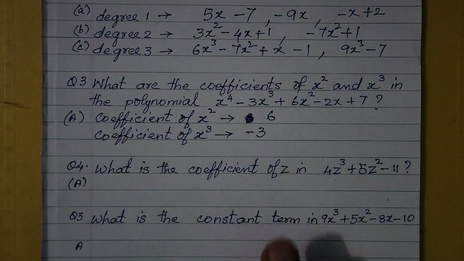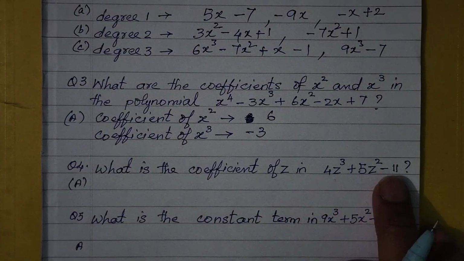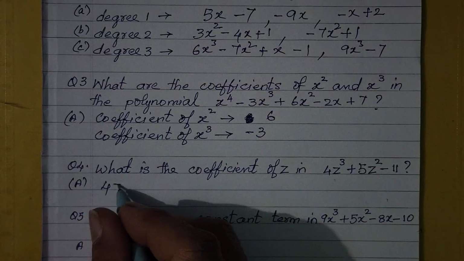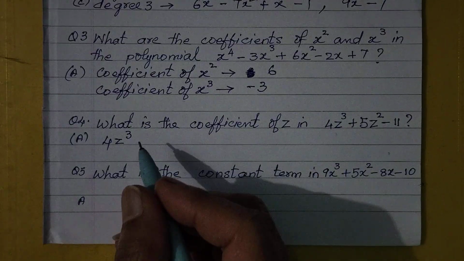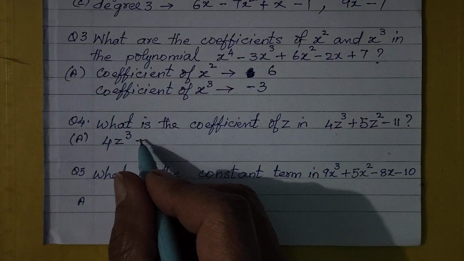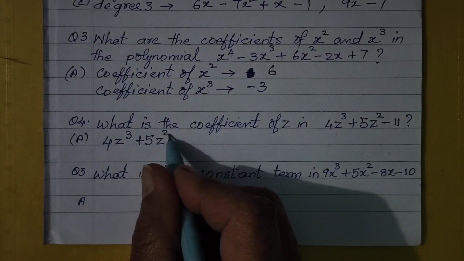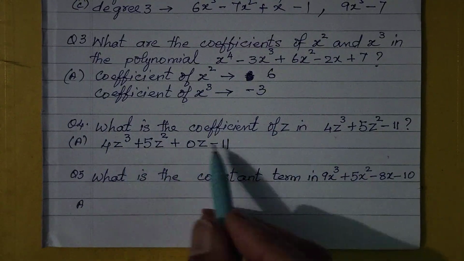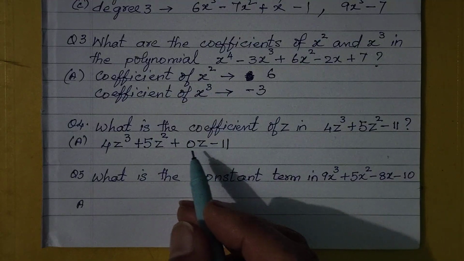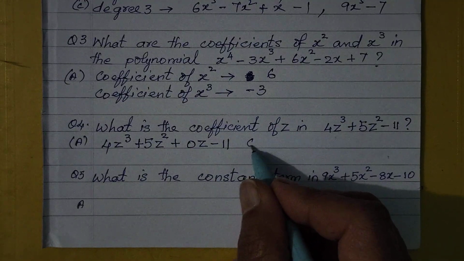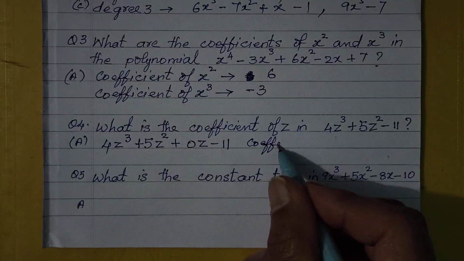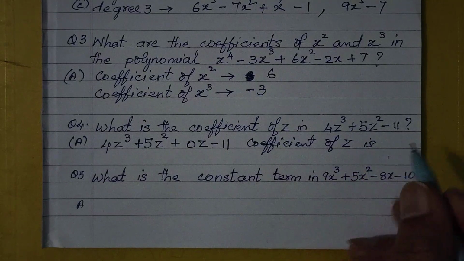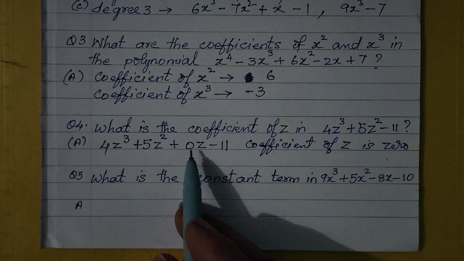Next, what is the coefficient of z in this expression? Here z is not there, so we can write this as 4z cube plus 5z square plus 0z minus 11. I can write it in this form. So the coefficient of z is 0. You can see here it is 0.